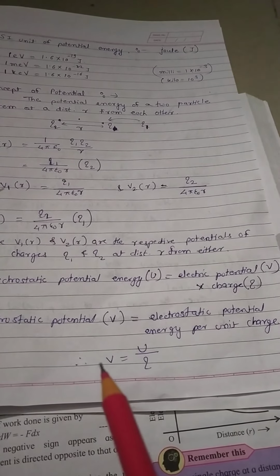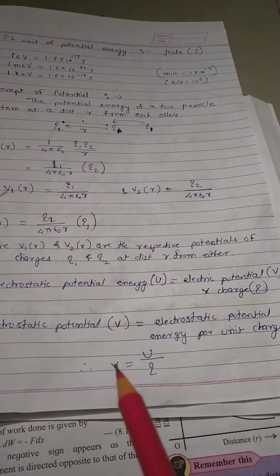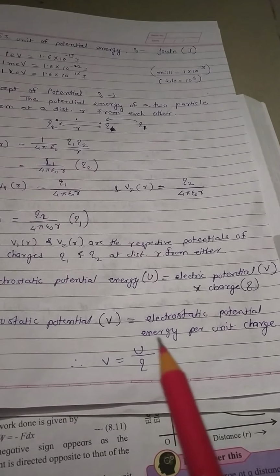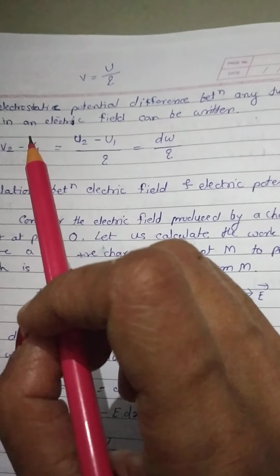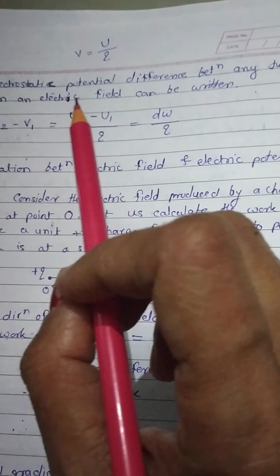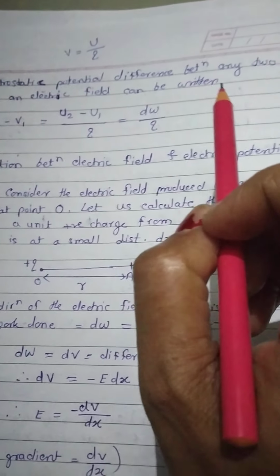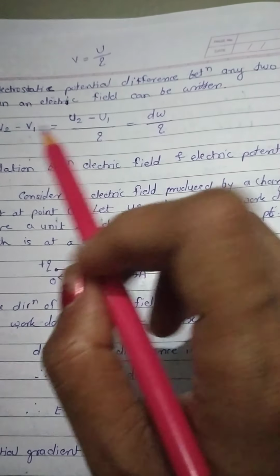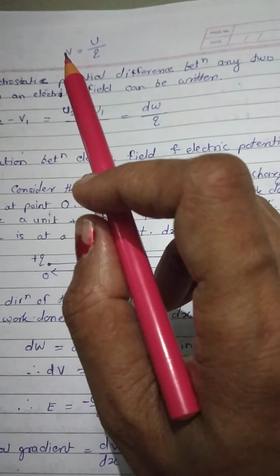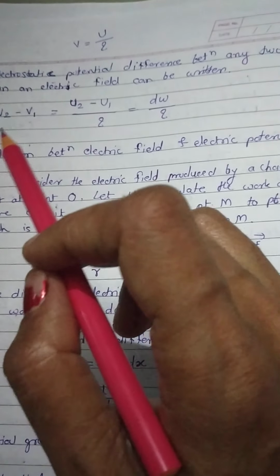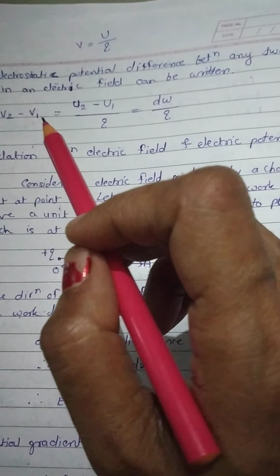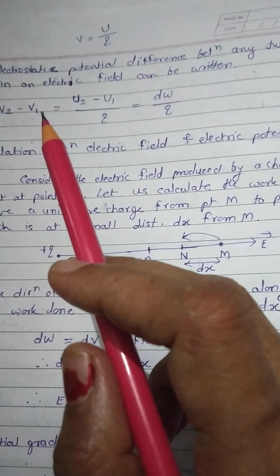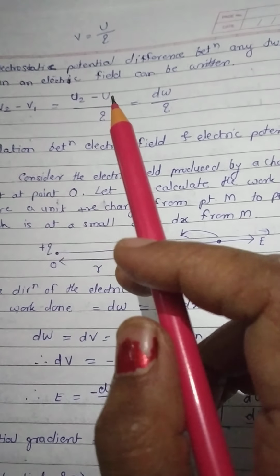So V, electric potential, is equal to U, the electrostatic potential energy per unit charge. So the electrostatic potential difference between any two points in an electric field can be written, from this formula, as V2 minus V1 is equal to U2 minus U1, for charges Q1 and Q2.